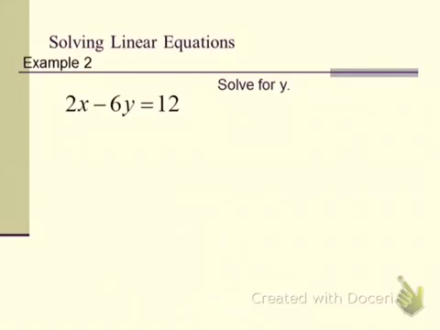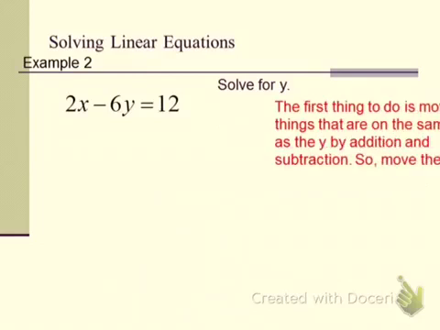Okay. What was the first step to solve for y here? Subtract 2x from both sides. Okay, good. Don't be fooled by this negative sign right here. That negative sign belongs to the y term. It doesn't belong to the x term. The x term is positive, so we are going to subtract 2x from both sides.